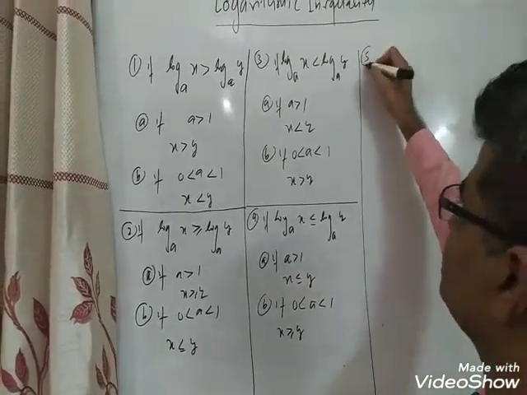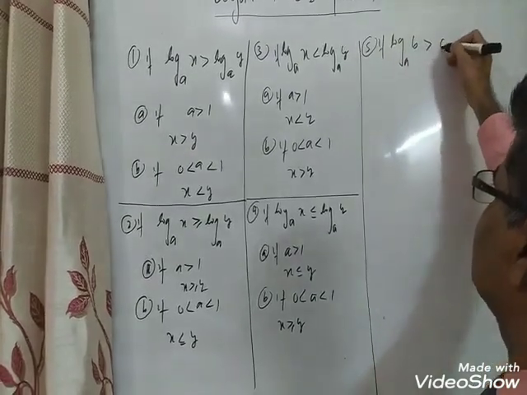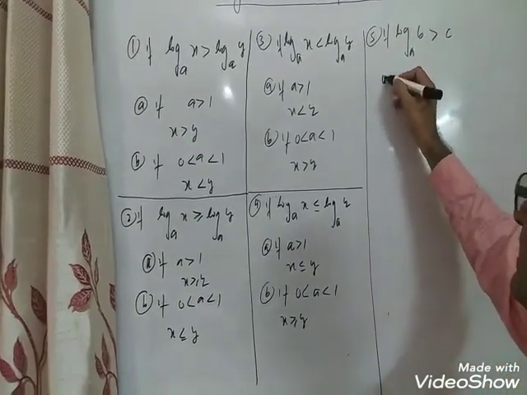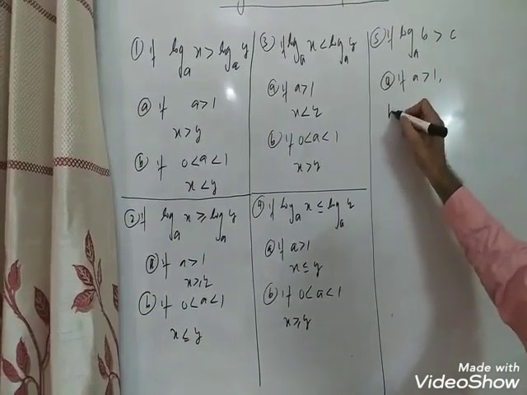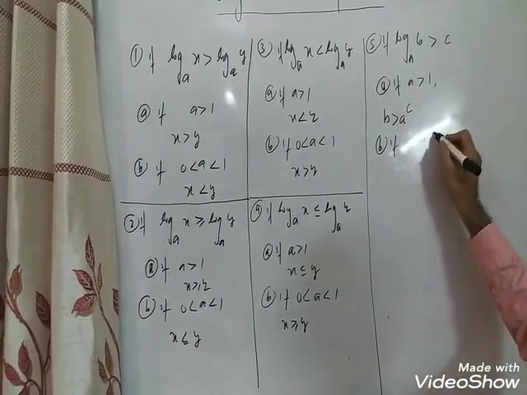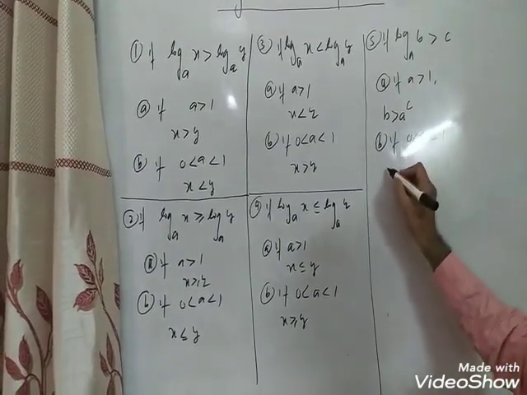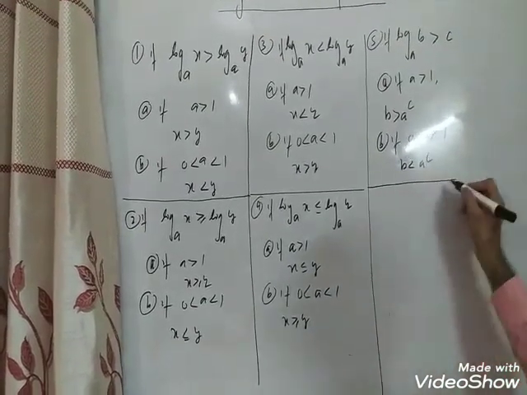Now, if log base a b is greater than c, first case, if a is greater than 1, then b will be greater than a to the power c. If a lies in between 0 and 1, then b will be less than a to the power c.